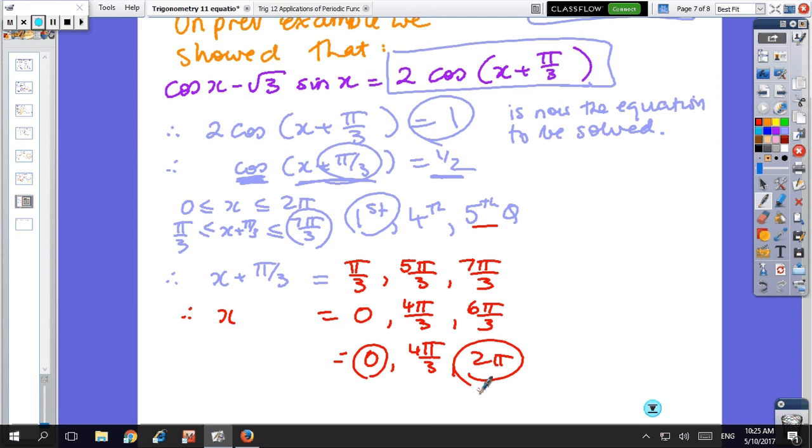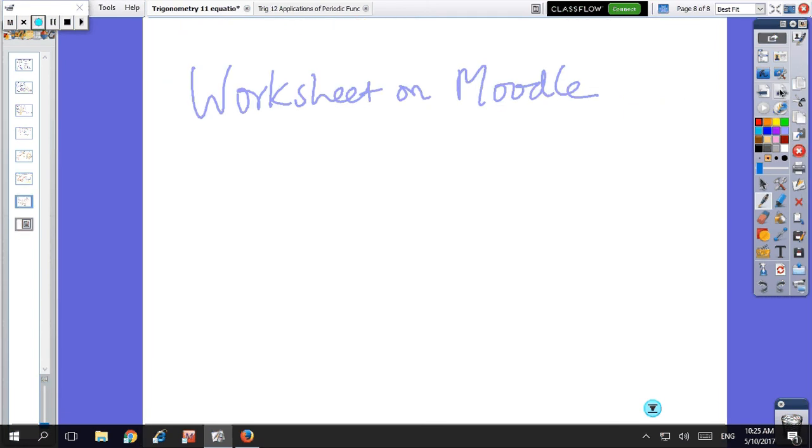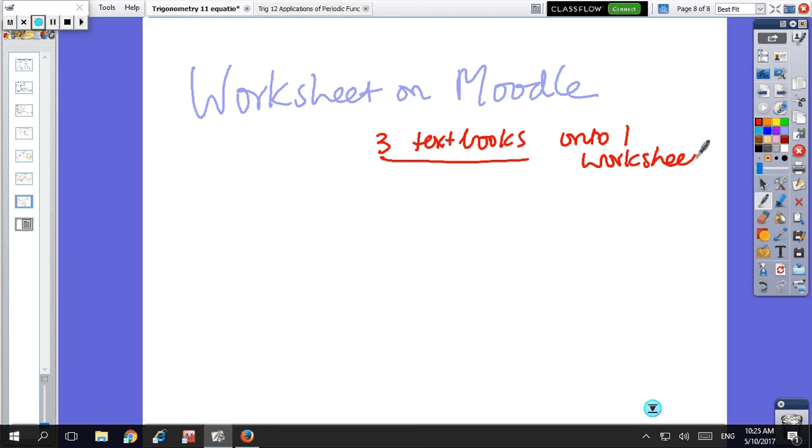And that's it. And, next page, there's a worksheet on Moodle. On this one here, I've got 3 different textbooks that I've put together, but you just need to do a mixture of questions. So I've put 3 different textbooks onto one worksheet, and it just gives you plenty of practice, but you choose as much as you need to do. Okay, bye.